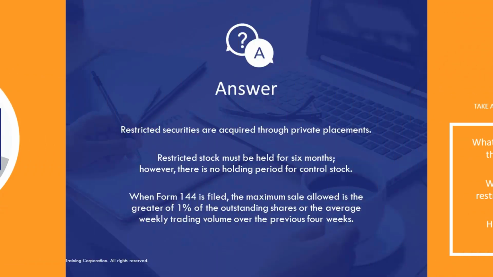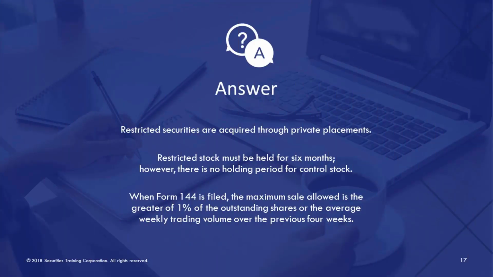Okay, let's look at the answers. What type of securities are acquired when you buy through a private placement? They're known as restricted shares. What is the holding period for restricted shares? The answer is 6 months. However, for control stock, there is no holding period. And lastly, when filing Form 144, the maximum number of shares you can sell is the greater of 1% of the outstanding shares or the average weekly volume over the last 4 weeks.